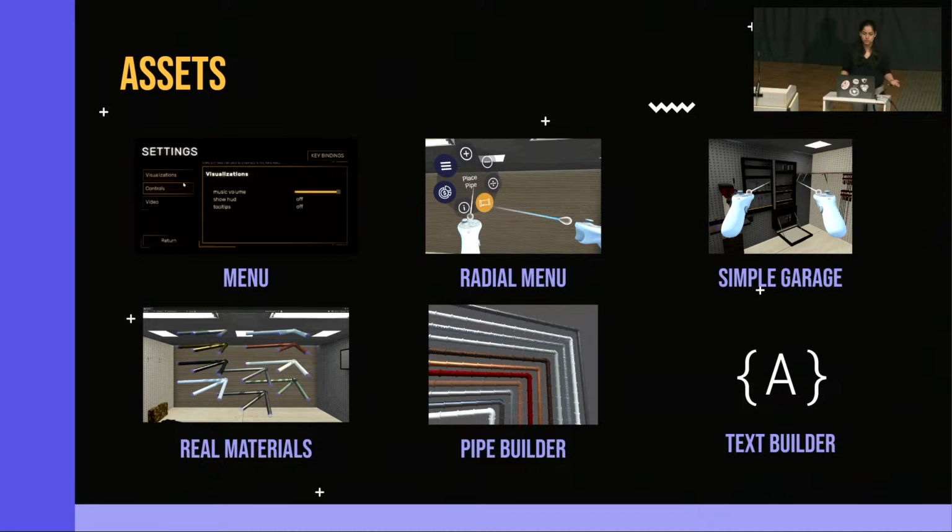We made use of things like menus for the settings, but also radial menus to be used with the controls and the VR headset. We also used some props of a garage, and the most important thing was the pipe builder. This is an asset in which you can construct different pipes and join them together. Another crucial aspect in this project was the real materials, which meant that we wanted to give the audience a real impression of how their tubes would look later on.